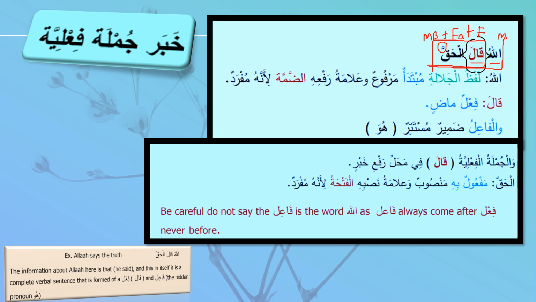So Allahu, lafzul jalala, is the mubtada. Qala is fi'l madi. Now from here starts the jumla fi'liya. Al-fa'il is damir mustatir. The jumla fi'liya qala is fi mahall raf khabar. And al-haqq is maful bihi mansub with fatha. And here you have the whole sentence, a jumla ismiya with a jumla fi'liya coming as a khabar for Allah subhanahu wa ta'ala, the lafzul jalala, which is in the position of mubtada.